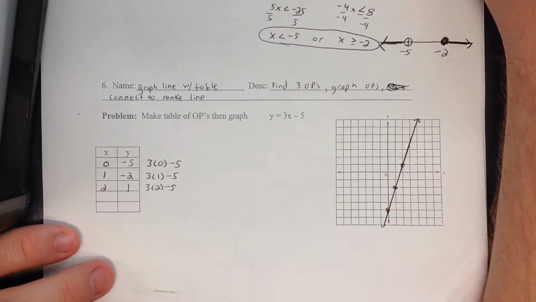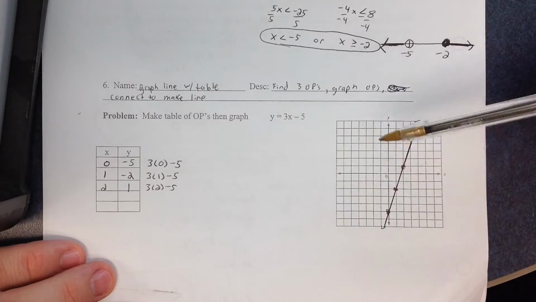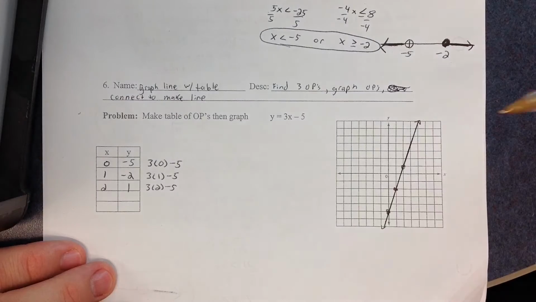Number 6, we're graphing the line with the table. This week I think almost everybody got this right. We're really getting good at this. But again, just double check your work if you missed it. Plugging in 0, 1, 2.